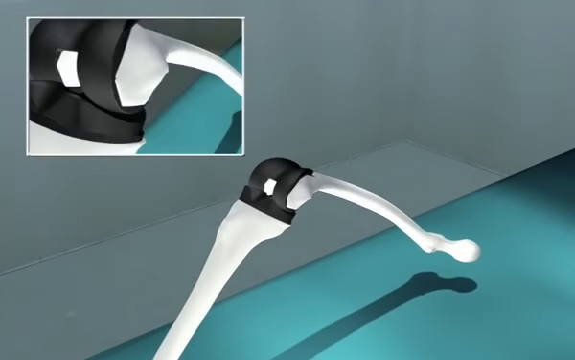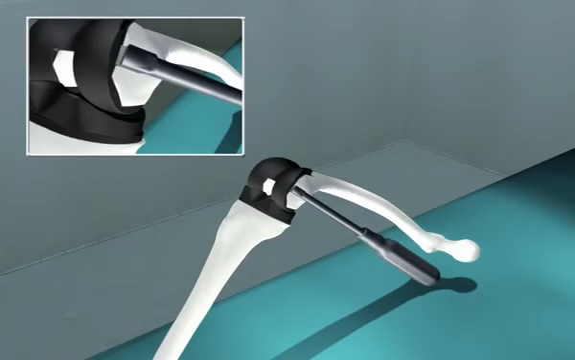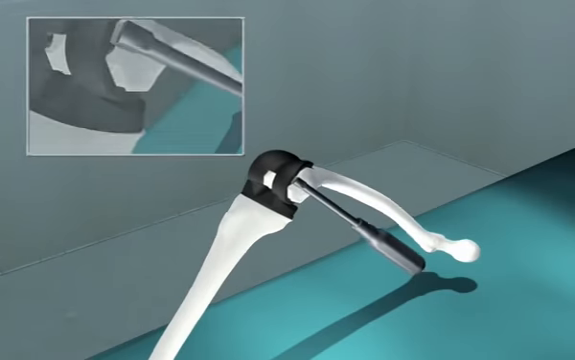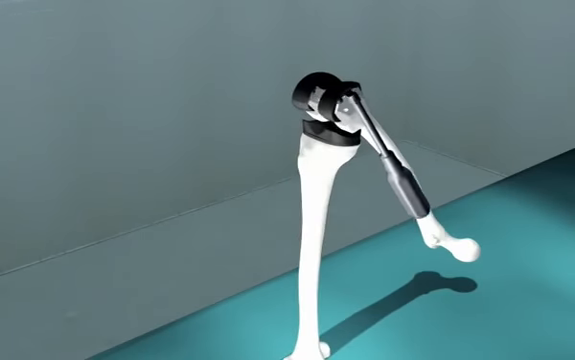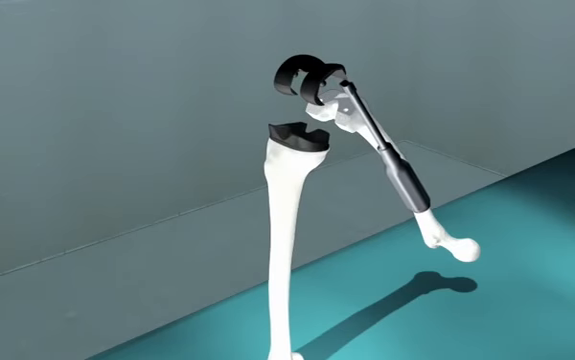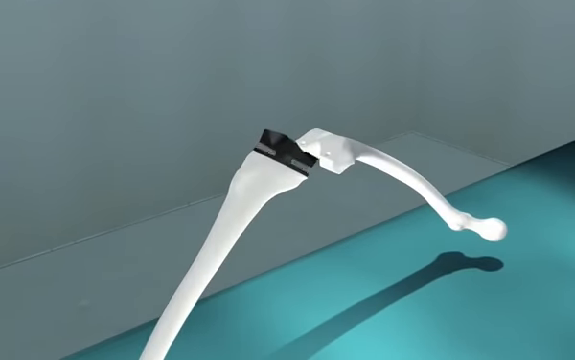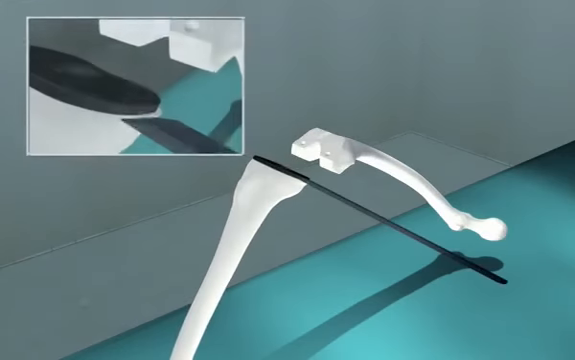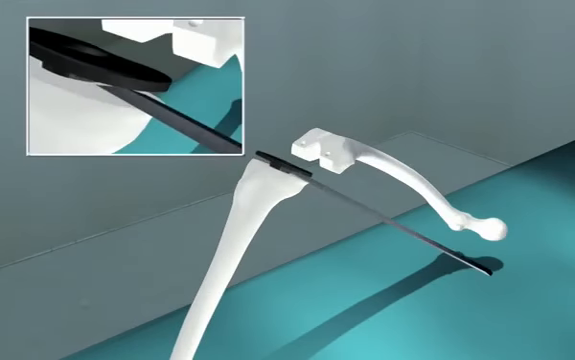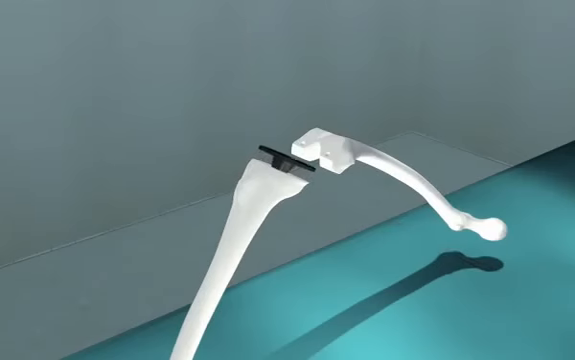The trials may be removed using the disimpactor on the femoral component, the bearing is then removed, and the tibial component can be disimpacted using the levering bar.